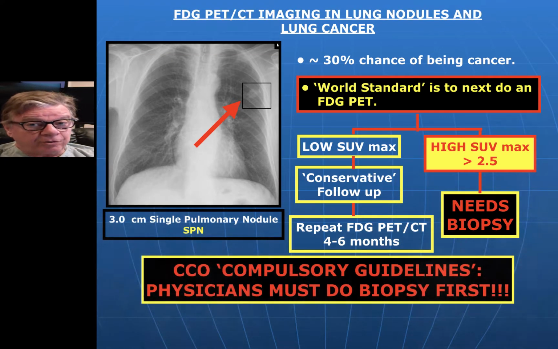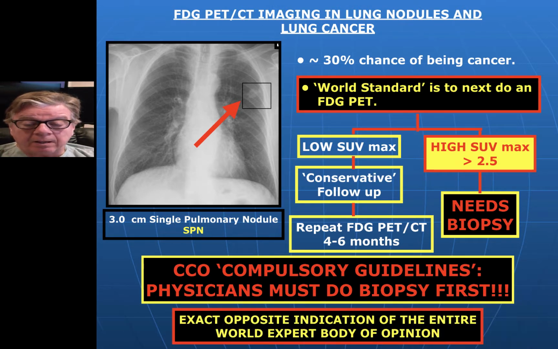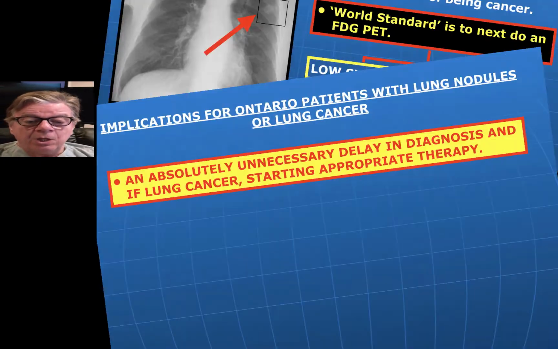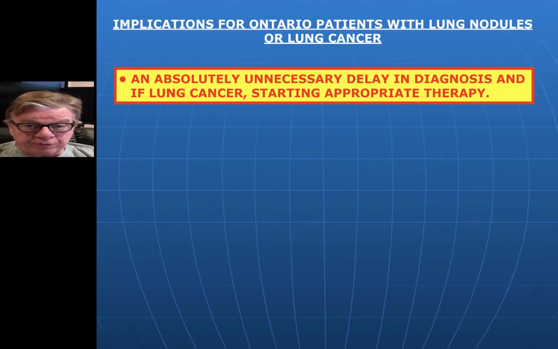Now, in Ontario, the Cancer Care Ontario compulsory guidelines we as physicians must follow say you have to do the biopsy first before you get the PET scan. And in the second part of the video, you can see the profound problems that creates for patients. And remember, this is the exact opposite of the entire world expert body of opinion, but it is the standard of care in Ontario. So what are the implications, of course, for the patient?